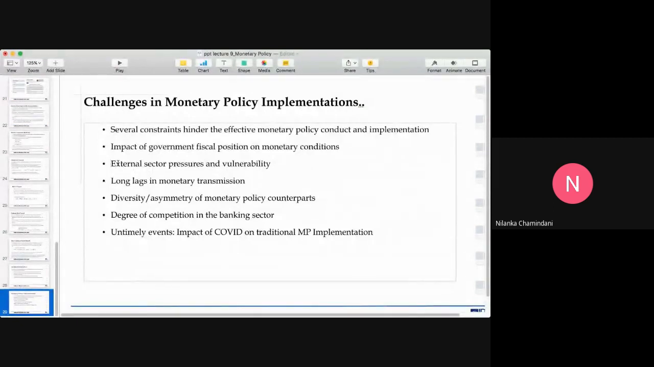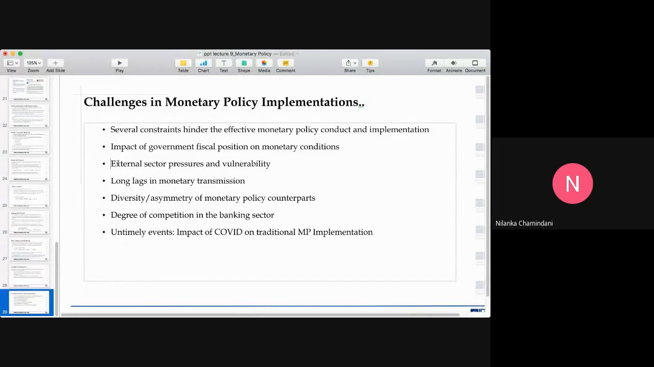At the same time, if the central bank is conducting a contradictory monetary policy, you can see these two policies contradict with each other. That's what it is, the impact of government fiscal position on monetary conditions. In a condition where the central bank needs to cut the money supply, to absorb money from the market, but at the same time the government is going to conduct a fiscal policy where it increases government expenditure, it means the money supply will increase, so the central bank cannot expect the results as planned by implementing the monetary policy.